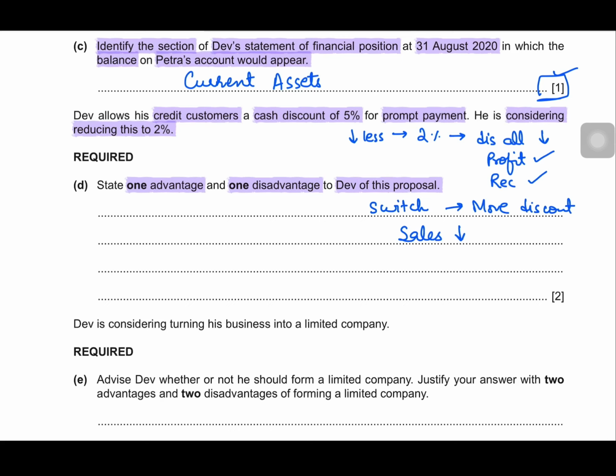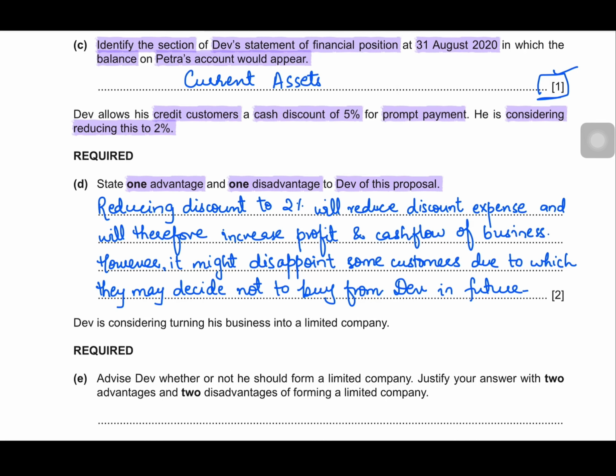So for just 2 marks, you can write all these points, right? So let's see how we can draft this answer. Right, so we can say that reducing discounts to 2% will reduce the discount expense, right? As we discussed, what expense will reduce? The discount allowed expense will reduce, and therefore it will increase the profit and the cash flow of the business, as more cash will now come to the business unlike before. Right, so this is an advantage for 1 mark.